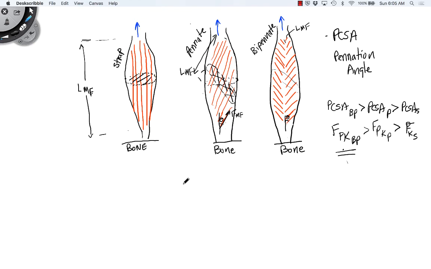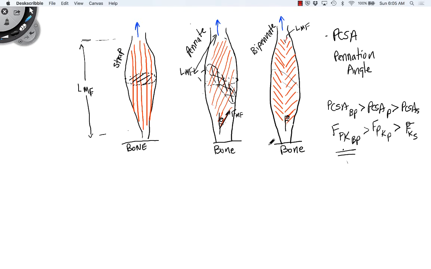strap arrangement. And so we could now relate this to the concept of sarcomeres in parallel versus in series. We can say, well, which of these muscles has the most sarcomeres in series? And clearly, to have a muscle fiber be this long, I have to have a lot of sarcomeres in series to create that fiber. And so the most sarcomeres in series are going to be for the strap muscle as compared to the bipinnate muscle.